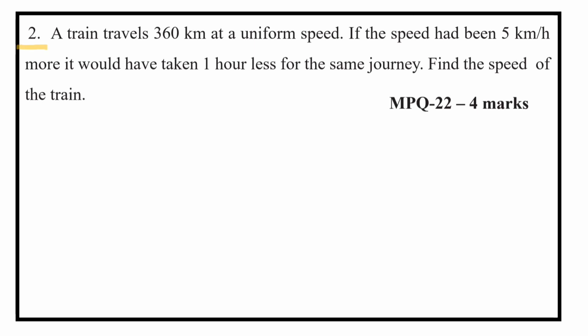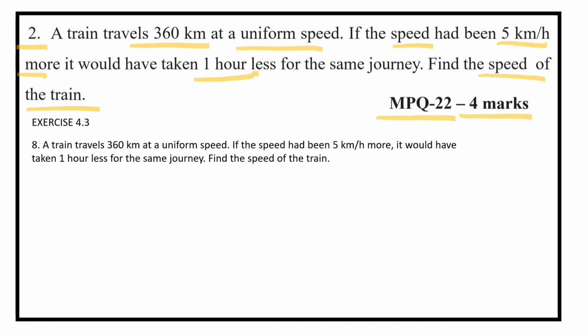Second question is taken from model question paper 2022 and it is a 4 marks question. The same question may be asked for 3 marks also. The question is, a train travels 360 km at a uniform speed. If the speed had been 5 km per hour more, it would have taken 1 hour less for the same journey. Find the speed of the train. The same question is also there in the textbook. Exercise number 4.3 in CBSE textbook. In SSLC textbook, it is 10.3. It is the 8th question.